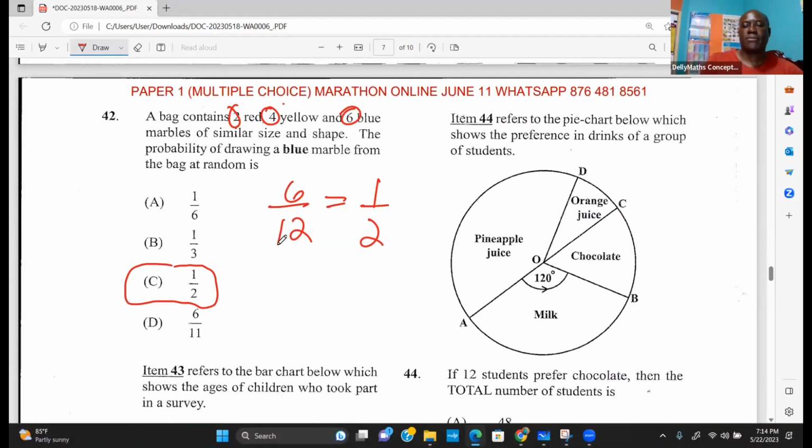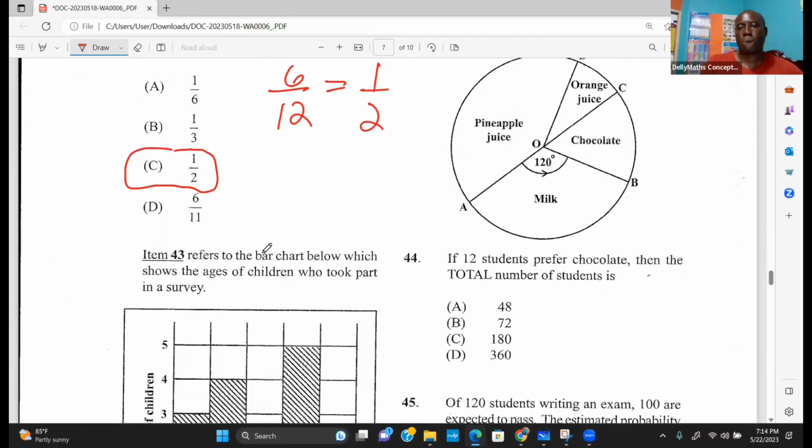All right, 44. If 12 students prefer chocolate, then the total number of students is what? Go ahead. I want to see what you work out. Everybody, quickly, get an answer.